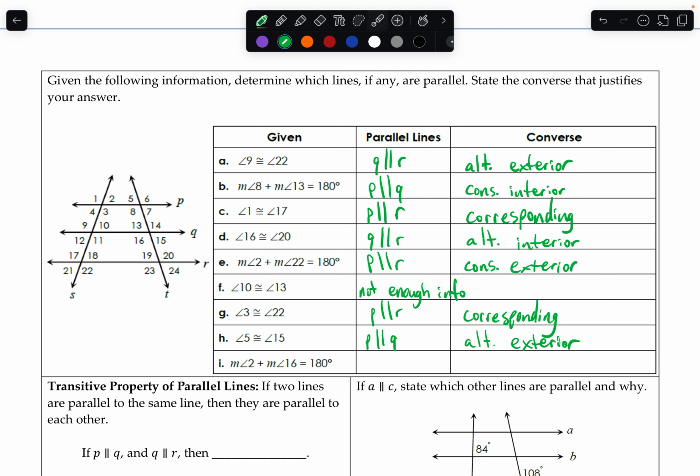And finally, we got 2 and 16. 2's over here. 16 is over here. Well, y'all got ourselves a problem because 2 is the intersection of S and P. 16 is at the intersection of T and Q. These two angles do not share a line. There's no transversal that's going from 2 to 16. 2 has these two lines over here that don't touch 16.